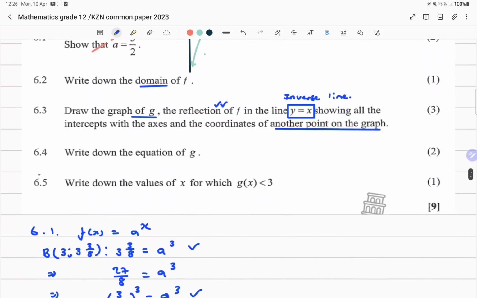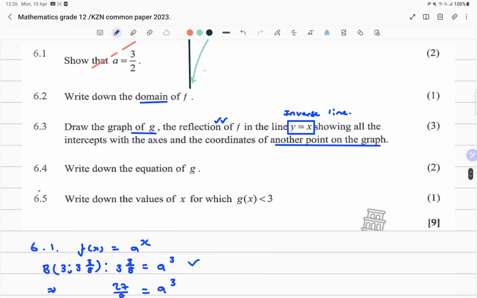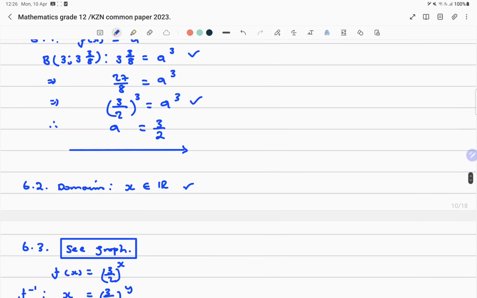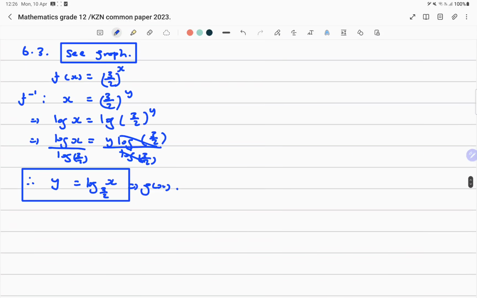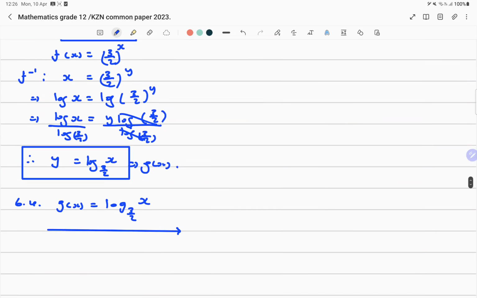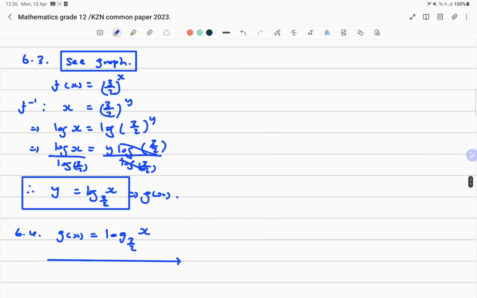Okay, guys, we've spent too much time here. Let's go. Write down the equation of g. So now, having done what we just did, so 6.4, we know that g of x is going to be log of the number x to base 3/2. They said write down, but if you wanted to know how to determine it, this is how you go about doing it.